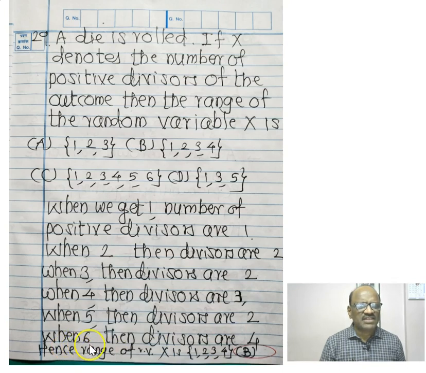When the number is 6, the divisors are 4. How are they 4? That is 1, 2, 3 and 6. Therefore, 4 divisors. Hence, the range of the random variable X is 1, 2, 3, 4. And hence, option B is correct.